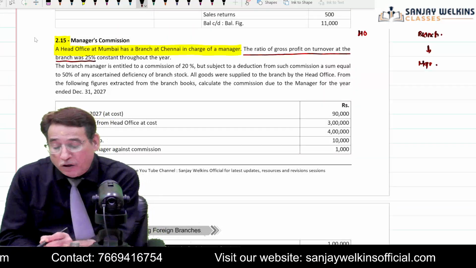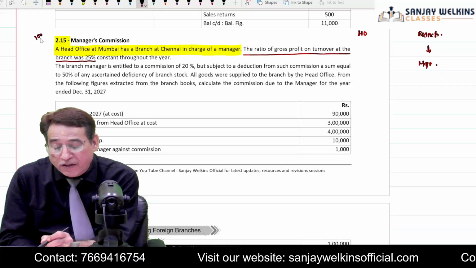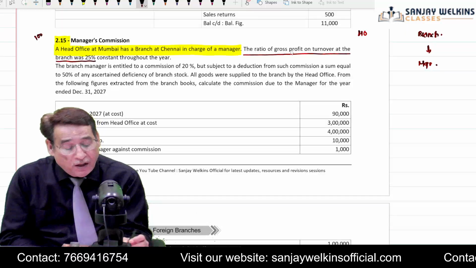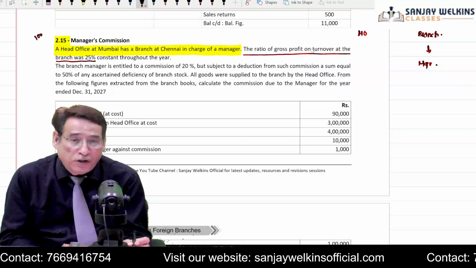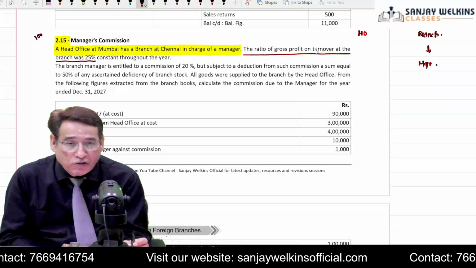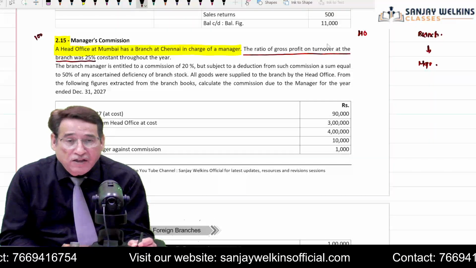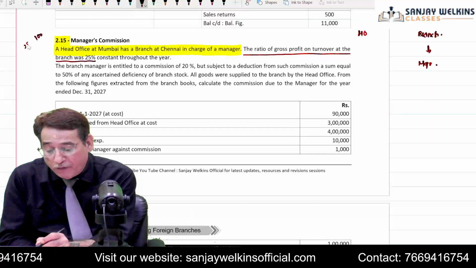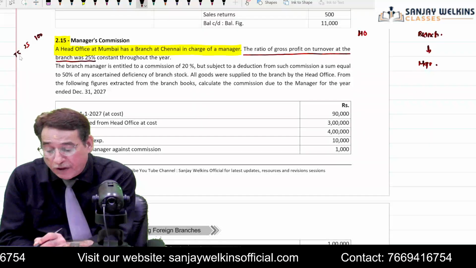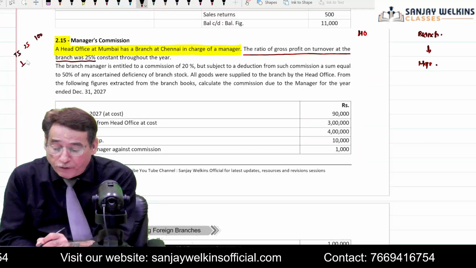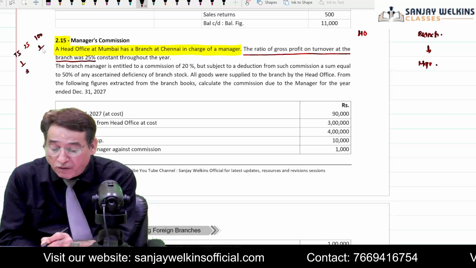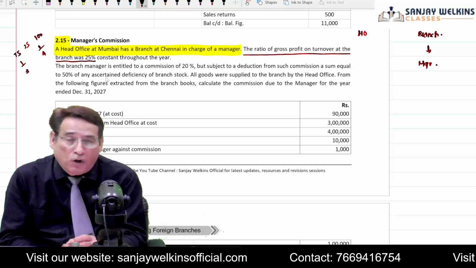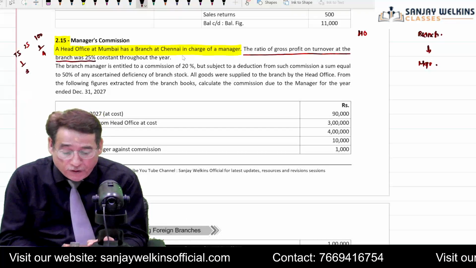So in this particular question, you will presume invoice price as 100 because it is given that the rate of profit on turnover, and turnover basically stands for, as I told you, sales, and sales stands for invoice price. So margin will be 25 and your cost will be equal to 75. So your rate of profit on cost will be 1 by 3, and rate of profit on sales, or on invoice price, will be equal to 1 by 4.